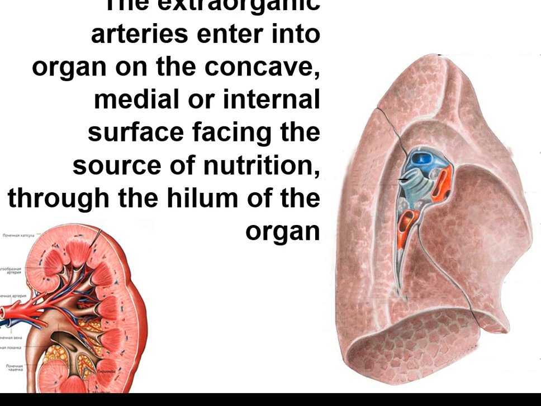This is we can see the lungs. It is parenchymatic organ and kidney. The parenchymatic organs have the hilum on the medial surface, on the concave medial border. These arteries direct into the organs through the hilum of the organs. At the extraorganic arteries.